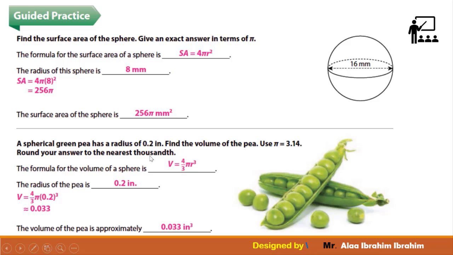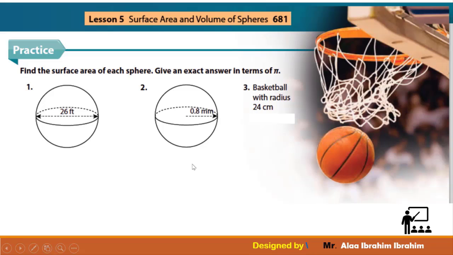To the nearest thousandth means I have to find 3 digits like this in the simplest form, with the way of rounding, you remember. Now we have practice. This practice is for you. I just give you here the final answer, but I need to see your steps. You have to take a picture of this. If you can, send it to me if you have any problem, to check whether it is right or wrong.